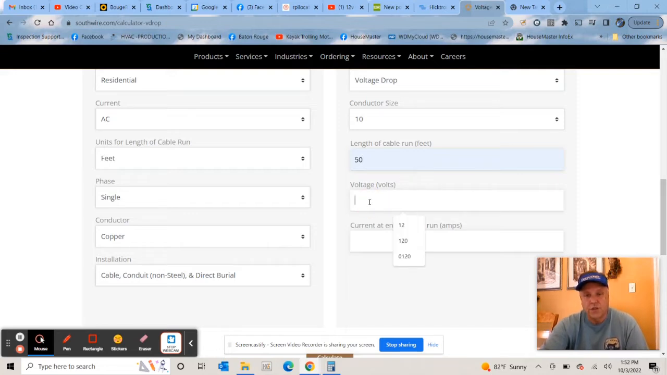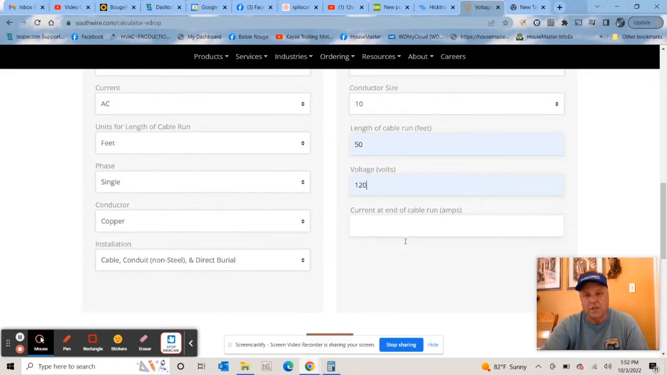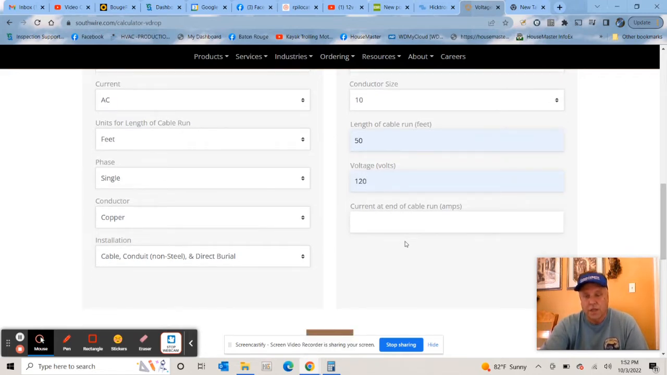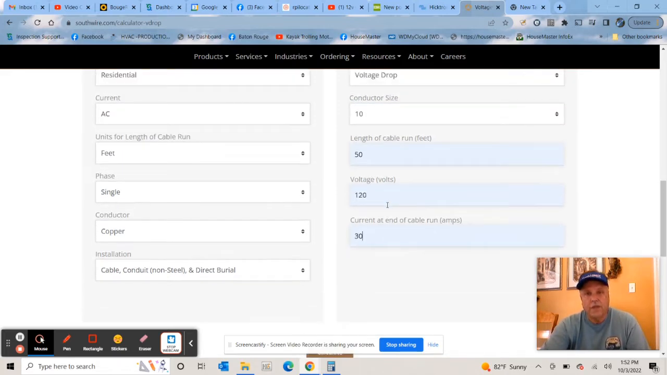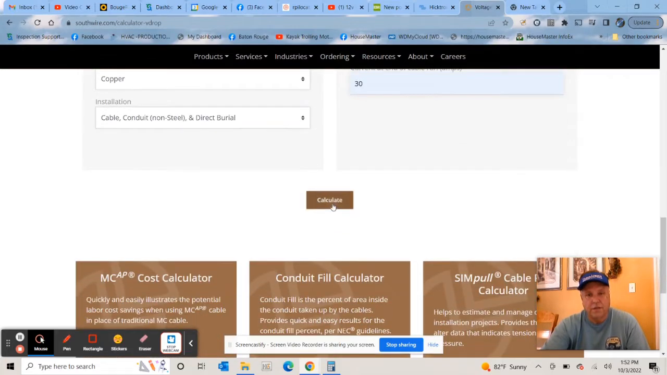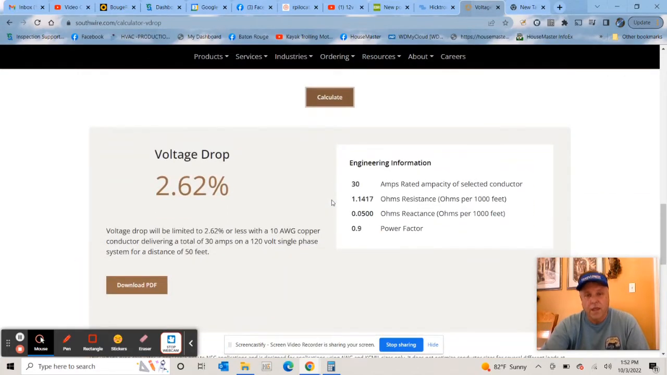And voltage, the system is, you can see I've already used it a couple of times, 12 volt, 120 volt. That's what I'm always going back and forth. So 120 volts, that's what your AC, your house current is that I'm connecting the RV to. And current at the end of the run, amps. So my RV is a 30 amp RV, so I'm going to put in 30 amps. If you had a 50 amp RV, you'd use the 50 and do some other things different. And then after we have all that information entered, then we just need to click calculate. And this comes up with a voltage drop of 2.62%.